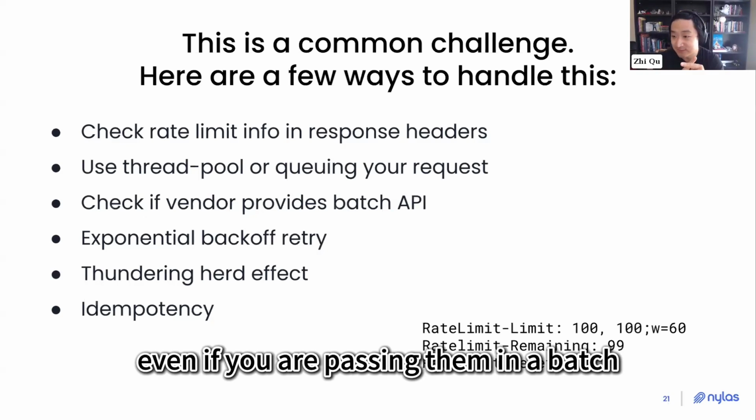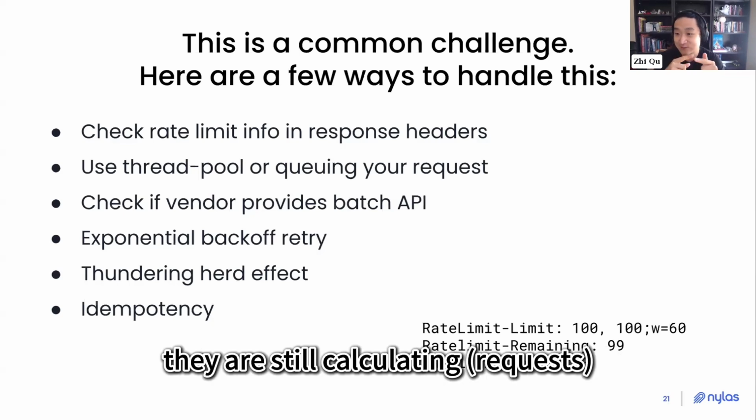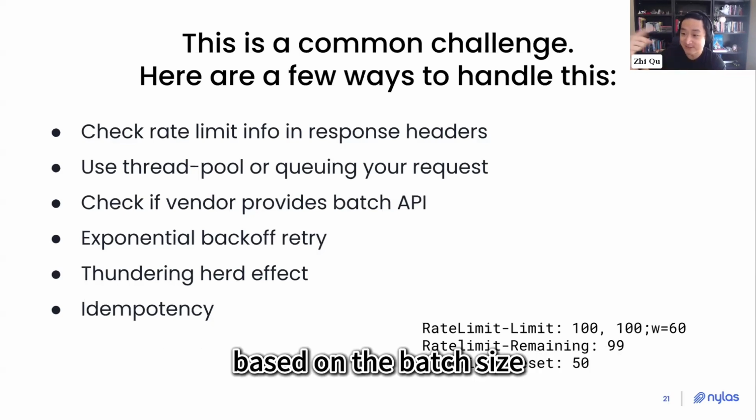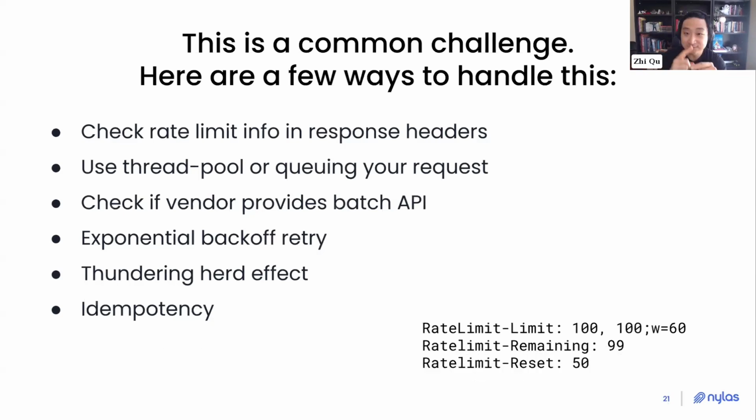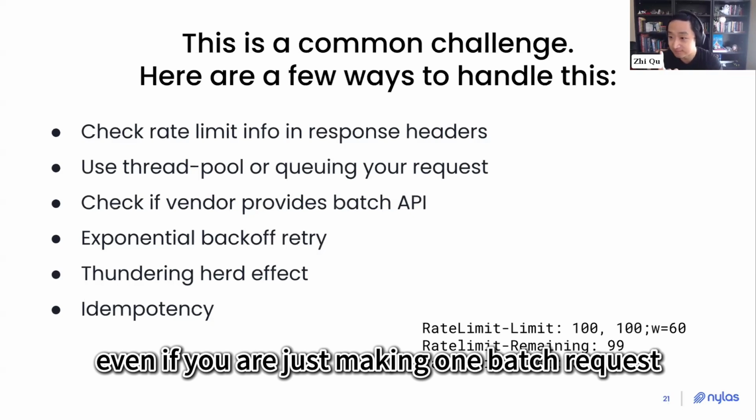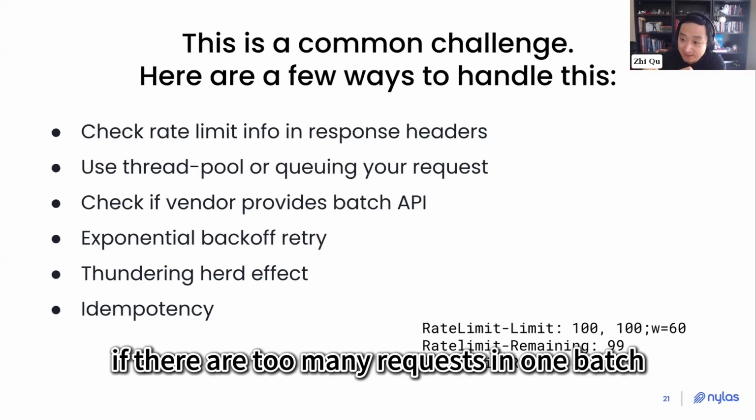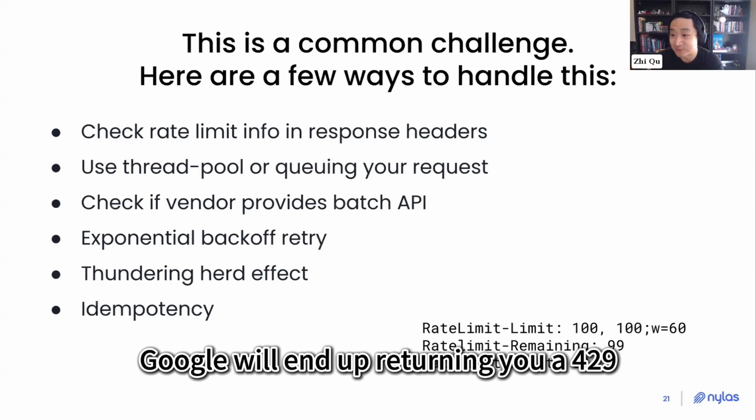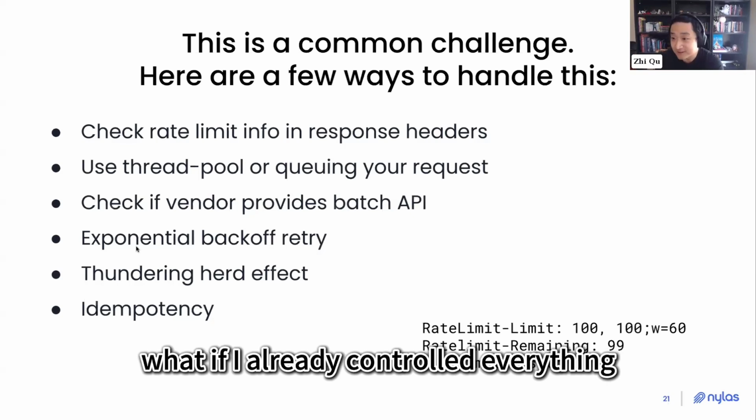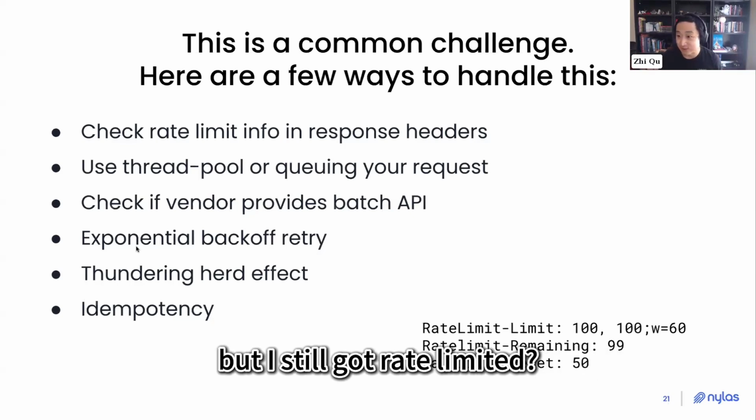Even if you are passing them in a batch, they are still calculating based on the batch size and limit you. Even if you are just making one batch request, if there are too many of them in one batch, then Google will end up returning you a 429. What if I already controlled everything, but I still got limited?